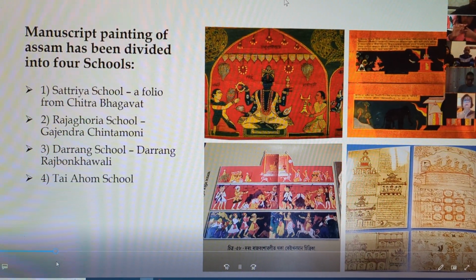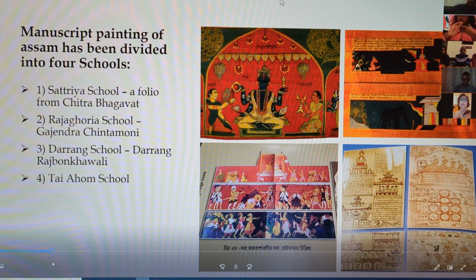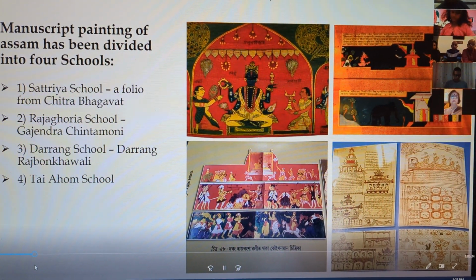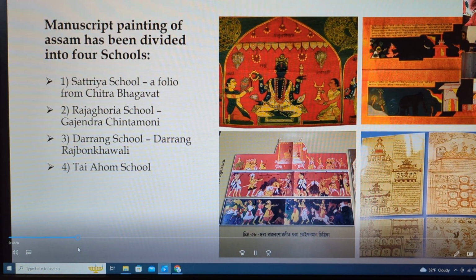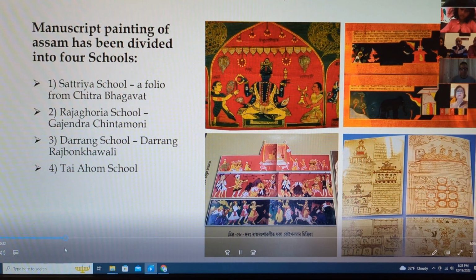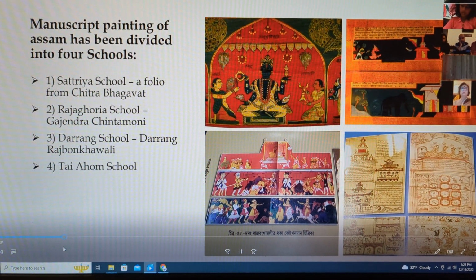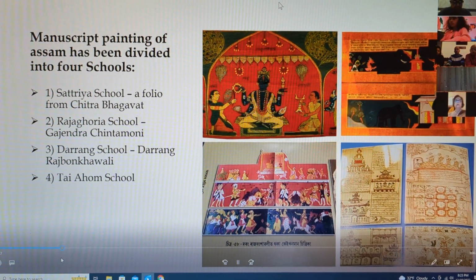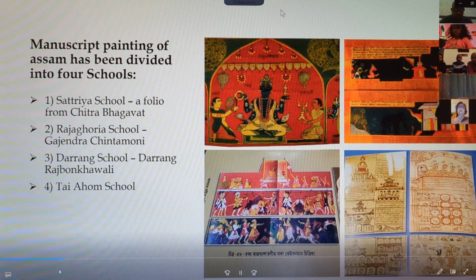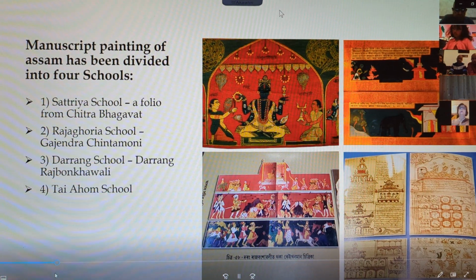The second painting is Rajaghoria School. So here, these paintings were commissioned during the Ahom rule. Here we have elements from both Hotriya school and Mughal miniature paintings. The third one is the Dorong School of Painting, where illustrations are related to the local lifestyles. The fourth one is the Thai Ahom School, where chronicles of the leaders are illustrated.